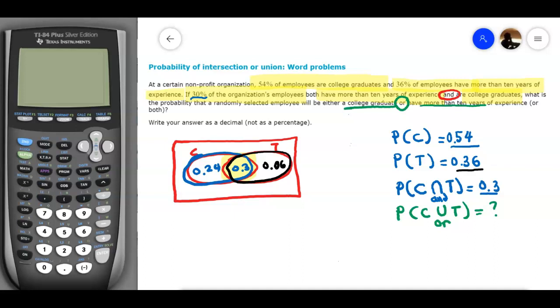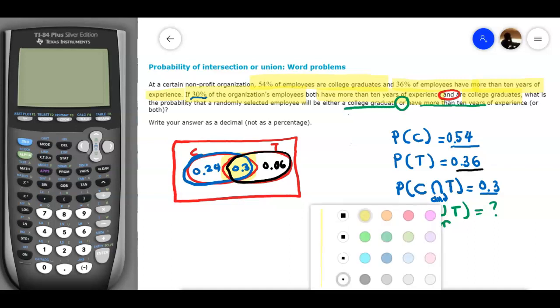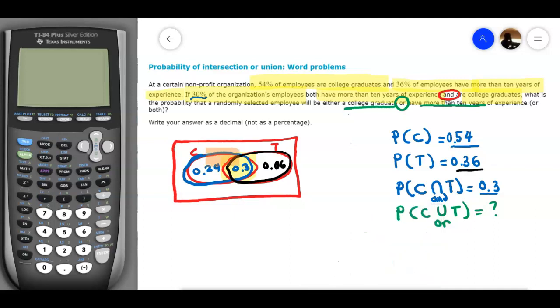Okay, so now what will be the union set for us? The union set is the sum of all the probabilities in here, and that's going to equal 0.24 plus 0.3 plus 0.06. Of course I want to use the calculator here, I don't want to risk it, so it's 0.24 plus 0.3 plus 0.06, and this should be 0.6. So your answer is 0.6.